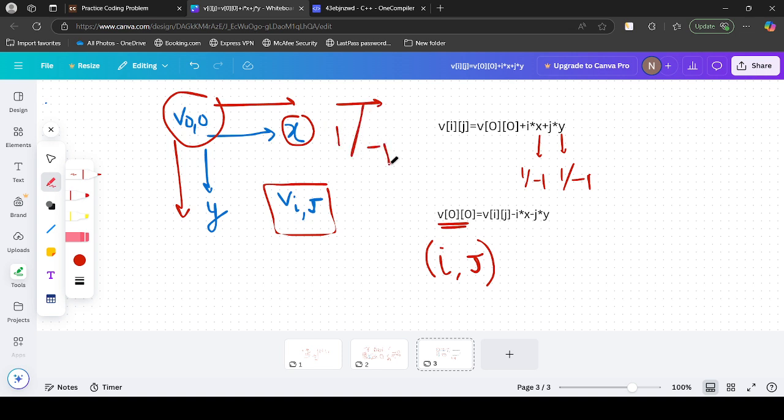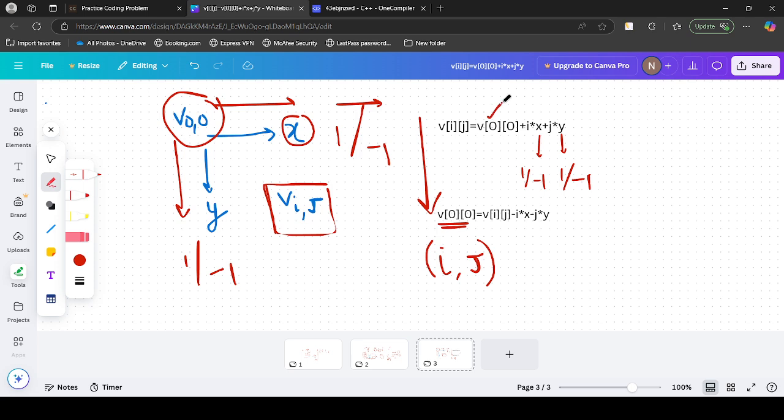And similarly, the difference between every two adjacent ones in the y dimension is y, and this also can be 1 or minus 1 as well. So if the difference is x in the horizontal and y in the vertical, and the value at 0, 0 is v of 0, 0, then what is the value of v of i, j?